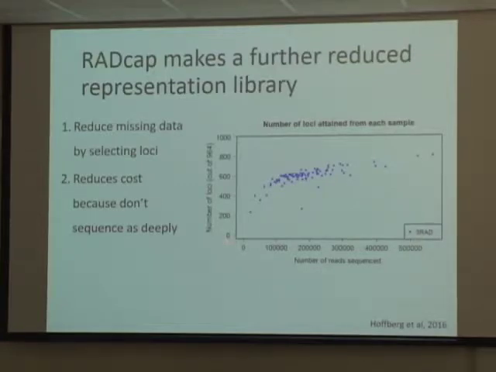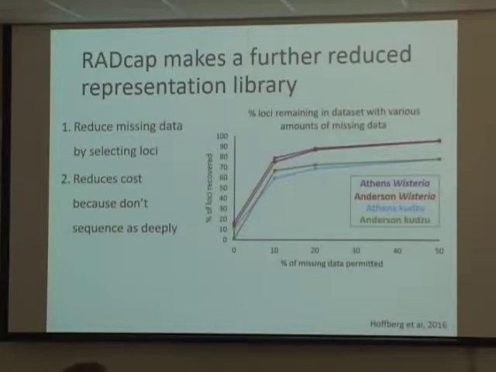In this graph, I'm showing the number of loci out of all the loci that I designed probes for, how many I retain at different levels of sequencing coverage for a plate of samples. So here are 96 samples, and I'm recovering that many loci. The same plate with RADcap. I've gone up on the y-axis, so I've collected more loci, and I'm coming left on the x-axis, so I'm doing it with fewer reads. What this means is I'm reducing missing data, and I don't have to spend as much money on sequencing costs because I'm sequencing fewer reads. And this makes a huge difference when you have thousands of samples.